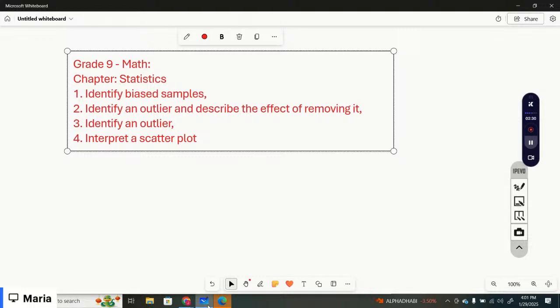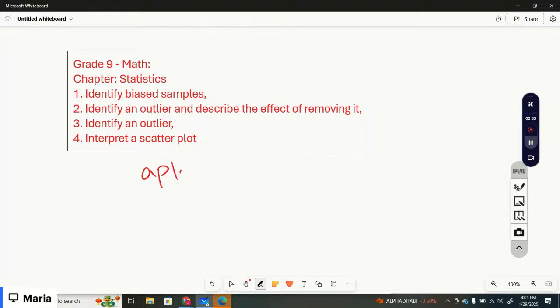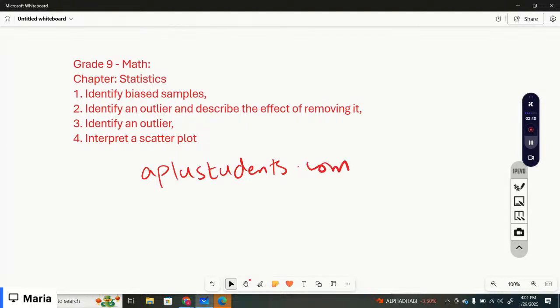You can find all the lessons on aplusstudents.com. You have to log in there using your email address and password as provided by the administrator. Then you have to select math from the subject tab, scroll down to grade 9 and then click on view all lessons. There you can find a list of the chapters.